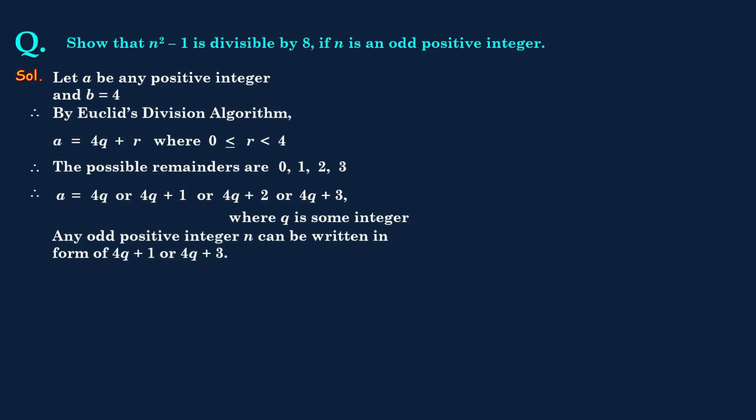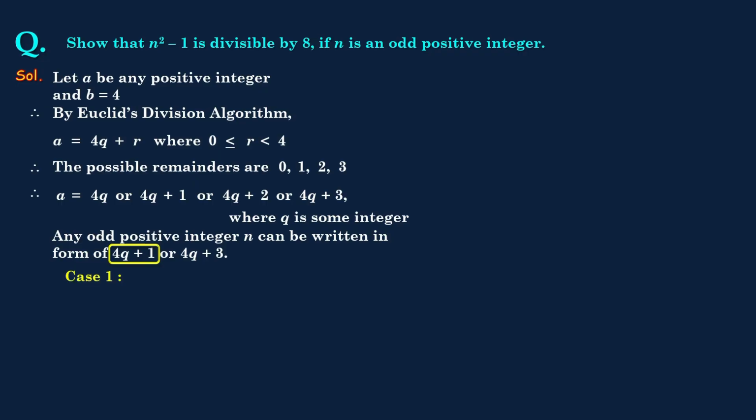Now we have to prove that n square minus 1 is divisible by 8. Since n is specified as an odd positive integer, if you remember from the previous question, an odd positive integer can be represented as 4q plus 1 or 4q plus 3. That's why we have considered b as 4. So any odd positive integer can be written in the form 4q plus 1 or 4q plus 3.